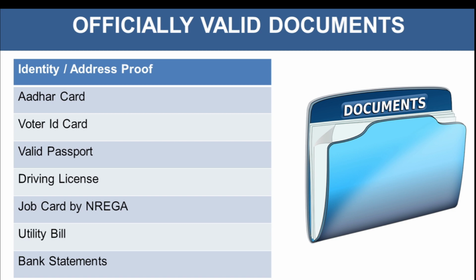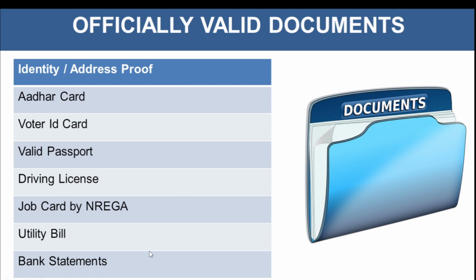So it can be your Aadhaar card, voter ID card, a valid passport, driving license, job card by NREGA, utility bill, which can be an electricity bill, and bank statements. So these documents help establish the identity and the address proof of the customer.